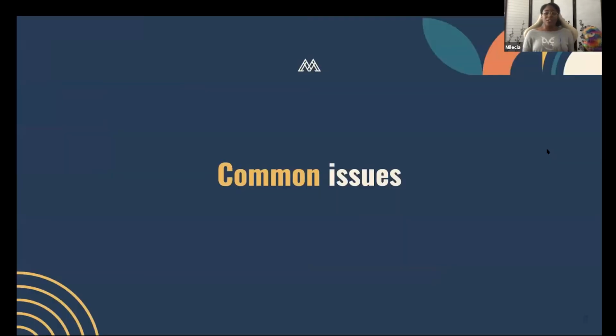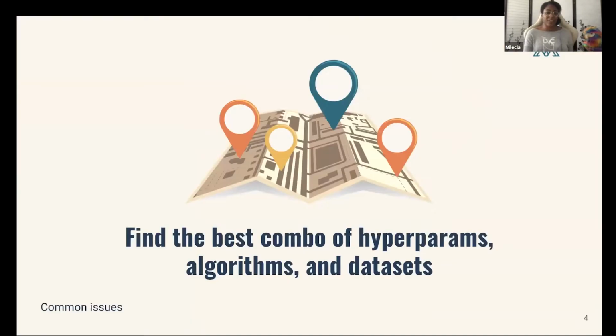There are some common issues that come up with every machine learning project, no matter how well defined it is, how much data you have, all that good stuff. Usually you're trying to find the best combination of hyperparameters, your algorithm, and your data set so that you get this really good model that you can finally push to production.